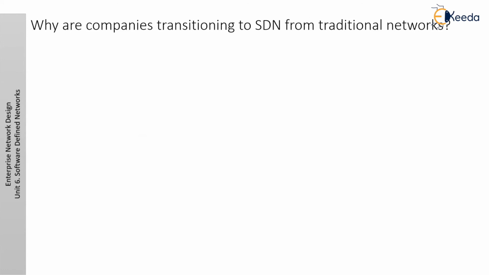Why are companies transitioning to SDN from traditional network? In addition to its many benefits, here are several other reasons why data enterprises are opting for SDN over traditional network. Number one is today's users demand untethered access to infrastructure, application, and IT resources.